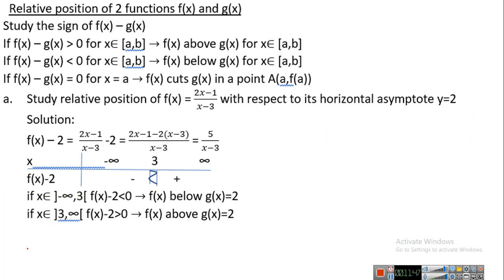So studying the relative position of two functions f of x and g of x is the same as studying the sign of f of x minus g of x.